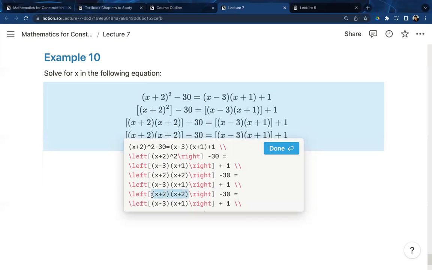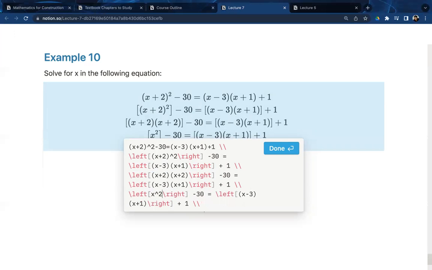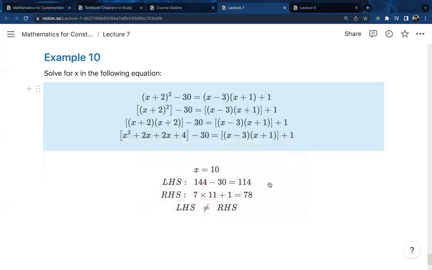x plus 2 squared is x squared plus 2x plus 2x plus 4. Right? Everything in the first bracket multiplied by x. So x by x is x squared, 2 by x is 2x. Then everything in the first bracket by the second number, plus 2. x by plus 2 is plus 2x, 2 by 2 is 4.